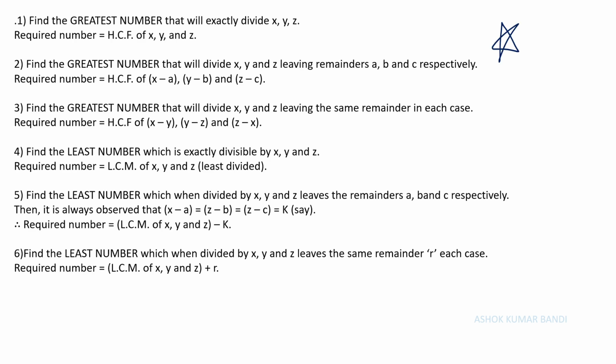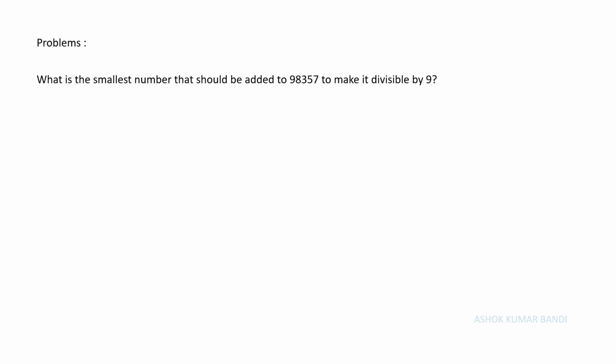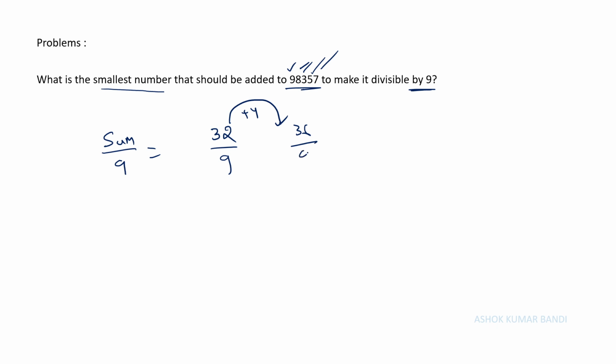Let's solve some problems, then we will wind up the session. See, here the problem is: what is the smallest number that should be added to this one to make it divisible by 9? Here we can use divisibility rules. What is the rule of 9? The sum of the digits should be divisible by 9. So add all of them: 9 plus 8, 17; 17 plus 3, 20; 25 and 32. Here I got the sum as 32, but 32 is not divisible by 9. So in order to make it divisible by 9, I have to add 4 more, which will make it 36, so I can cancel 9. So the least number I added to this number to make it divisible by 9 is 4.